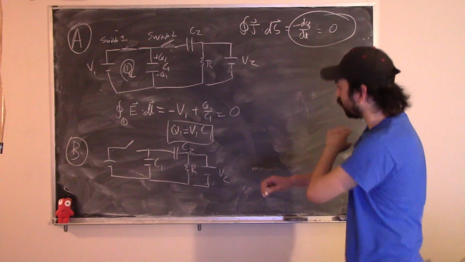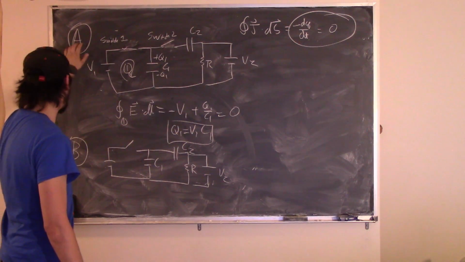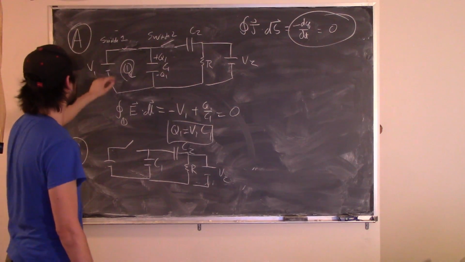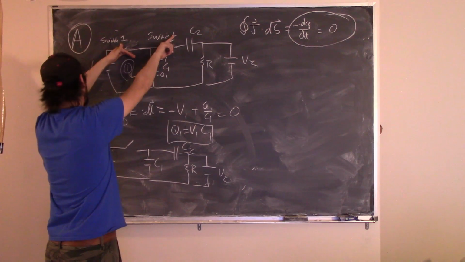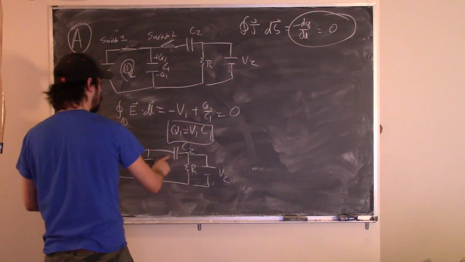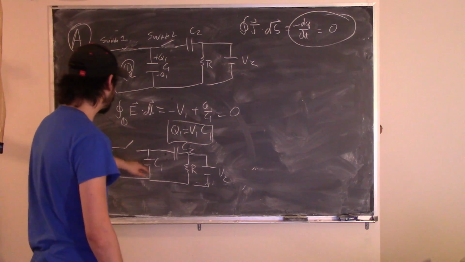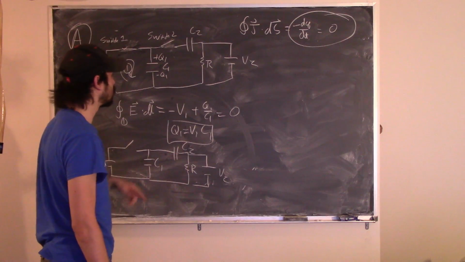So this is where we were at. We had state A and state B. State A was when switch 1 was closed and switch 2 was open. State B, switch 1 is open and switch 2 is closed. And ultimately what we're trying to get at is what are the charges on these two capacitors.